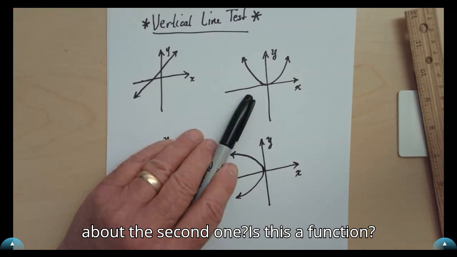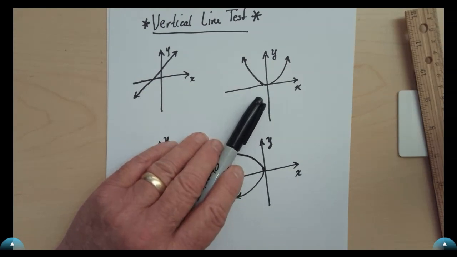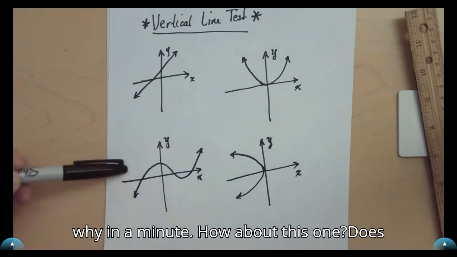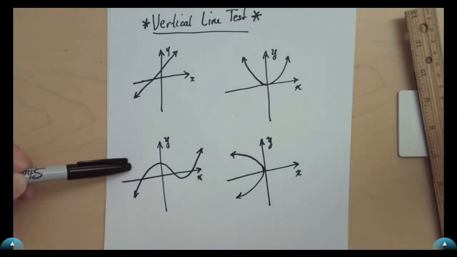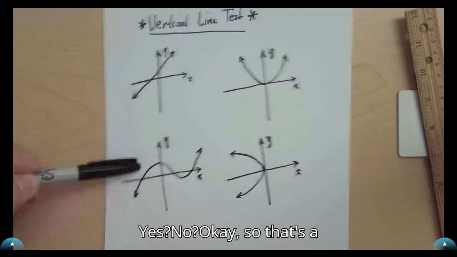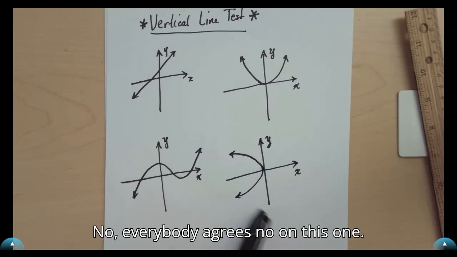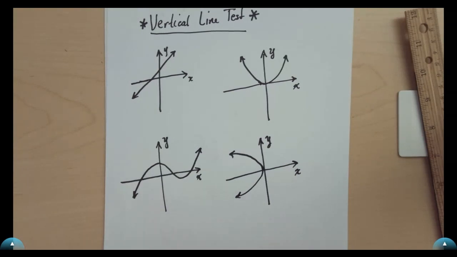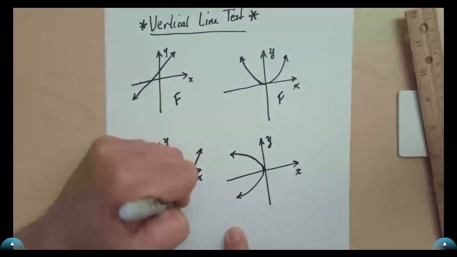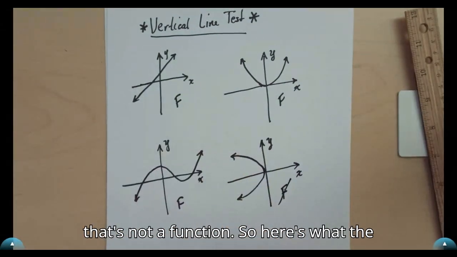Is this a function? Yes, no, or maybe? Yes. I'm going to say yes. We'll talk about why in a minute. How about this one? Does this represent a function? Yes? No. No? Okay, so that's a maybe. How about this one? No, everybody agrees no on this one. Okay. This one, this last one, is the only one that's not a function.